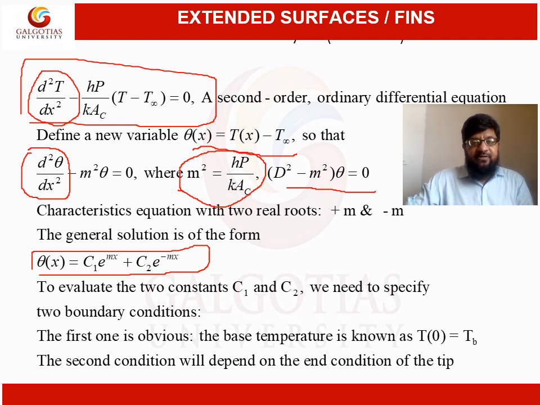So there are two boundary conditions we know to evaluate these constants of integration. The first one is the base temperature, which is T equal to Tb, and the second is the condition at the tip, which depends upon the problem. The tip can be insulated. It can be long enough to assume that T at the tip is equal to ambient temperature, or it can be insulated.